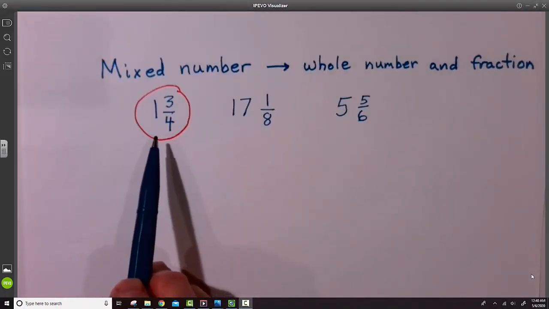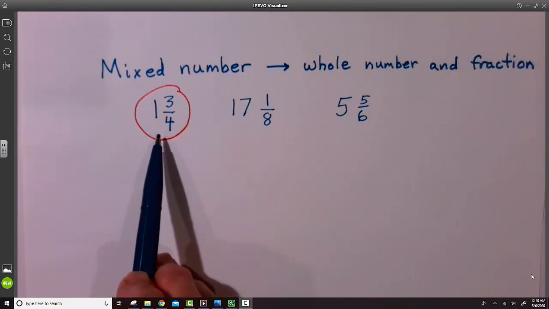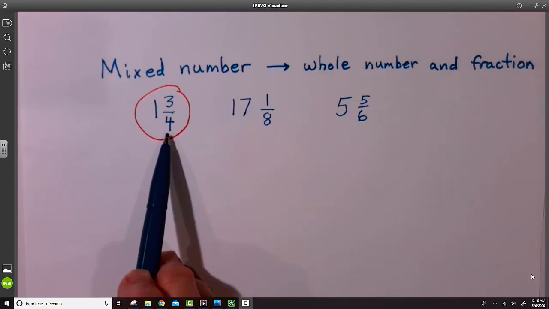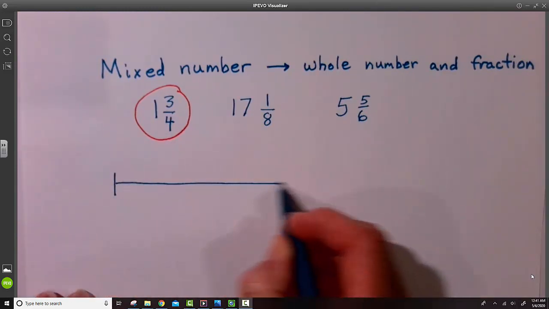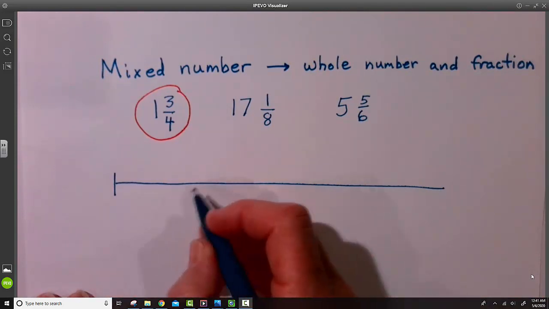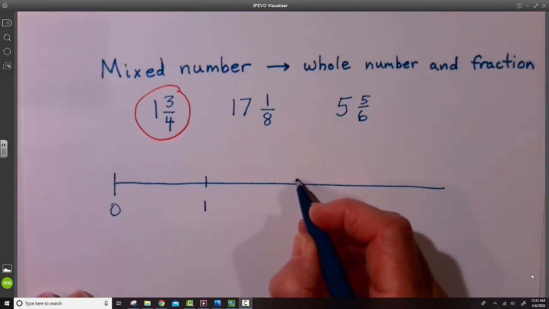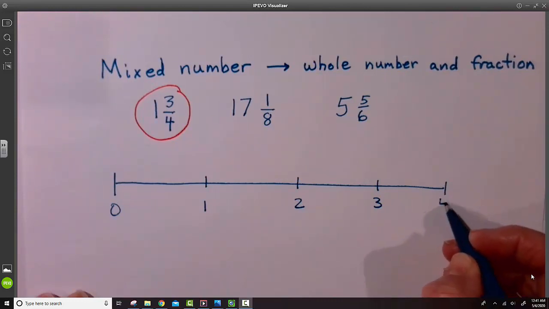The next step is to locate a mixed number on a number line. So let's try our first example of 1 3/4. The denominator is the number that shows how many parts are between the whole numbers. So here you see the number line will be divided into fourths. So we'll begin with 0, the whole number 1, a whole number 2, whole number 3, and a whole number 4.